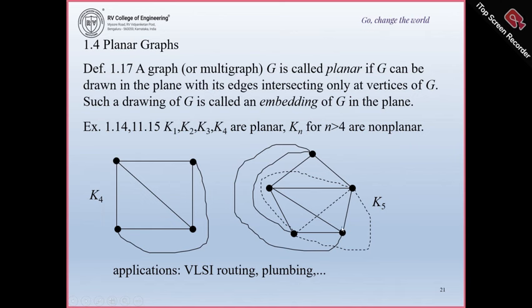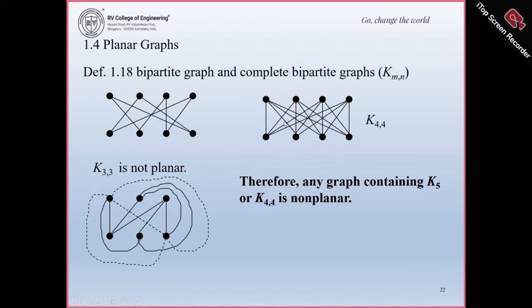Now if you try to draw your K5 in a plane, it's not going to happen. So K5 is a non-planar graph. Next, among the bipartite graphs, K11, K12, K13, K22, K24 are all bipartite graphs, but they are also planar graphs. But K33 is not planar. It means I cannot draw this graph with the edges meeting only at the vertices. So any graph which contains K5 or K33 is a non-planar graph.